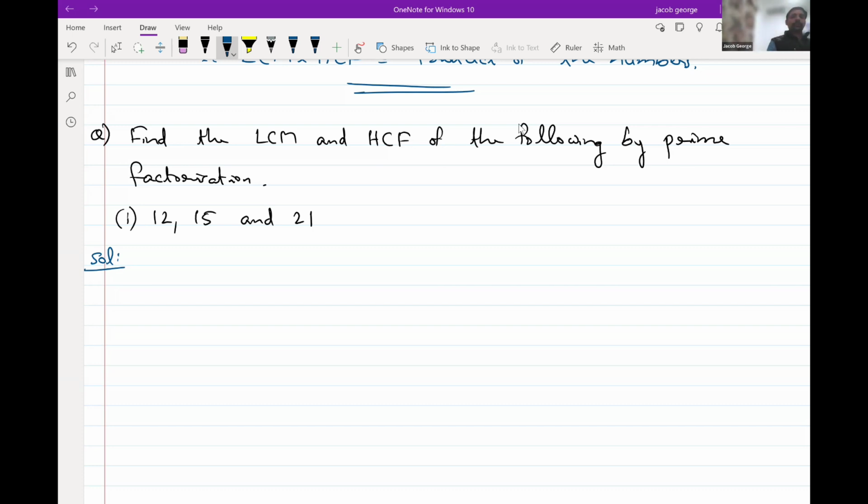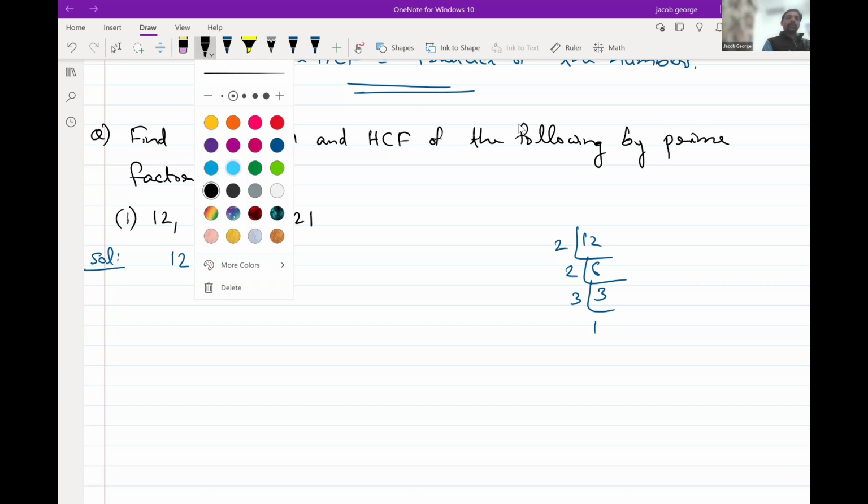First of all, I factorize 12. How can we factorize 12? Divisible by 2. 6 2s are 12. Again, 6 is divisible by 2, it is 3, then 3, 1. So 12 is equal to 2 square into 3. Yes, all of you please write: 12 is 2 square into 3.